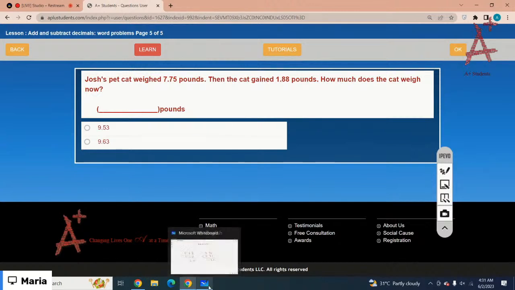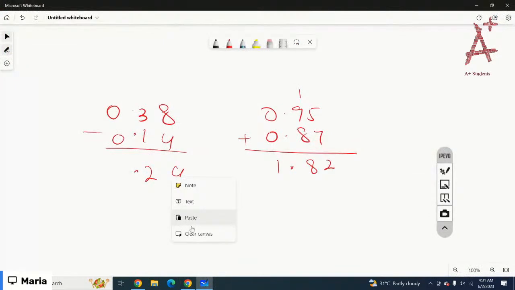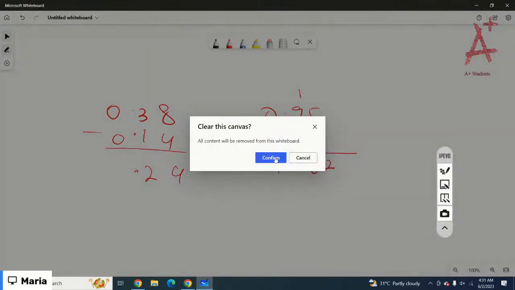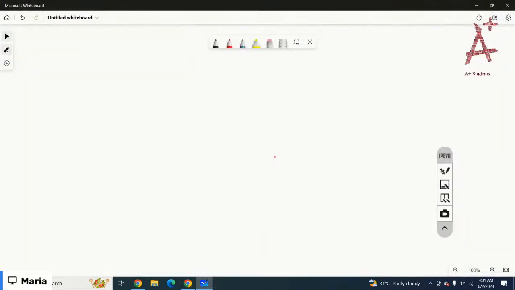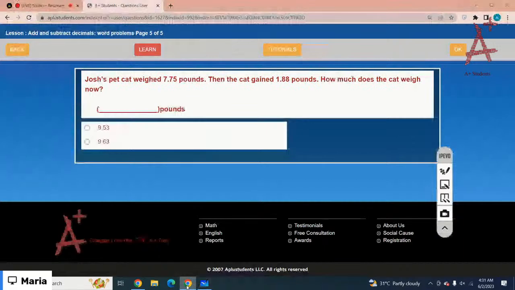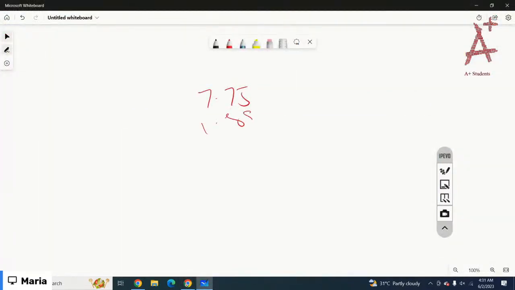No, 9.63. Let's just add 7.75 plus 1.88. 8 plus 5 is 13, 3, 1 carry. 8 and 8, 16, 1 carry. 7 and 1, 8 and 9. Yes, that would be 9.63. Got it?